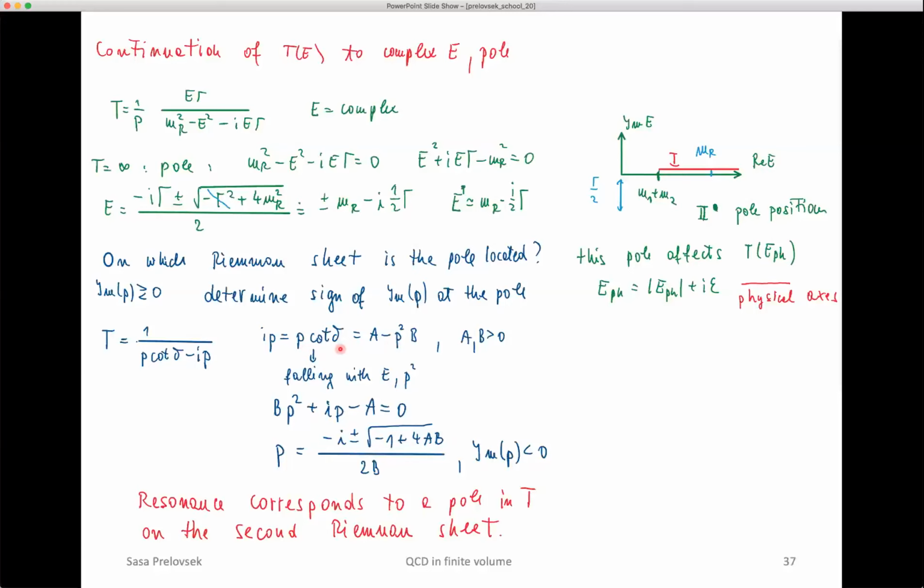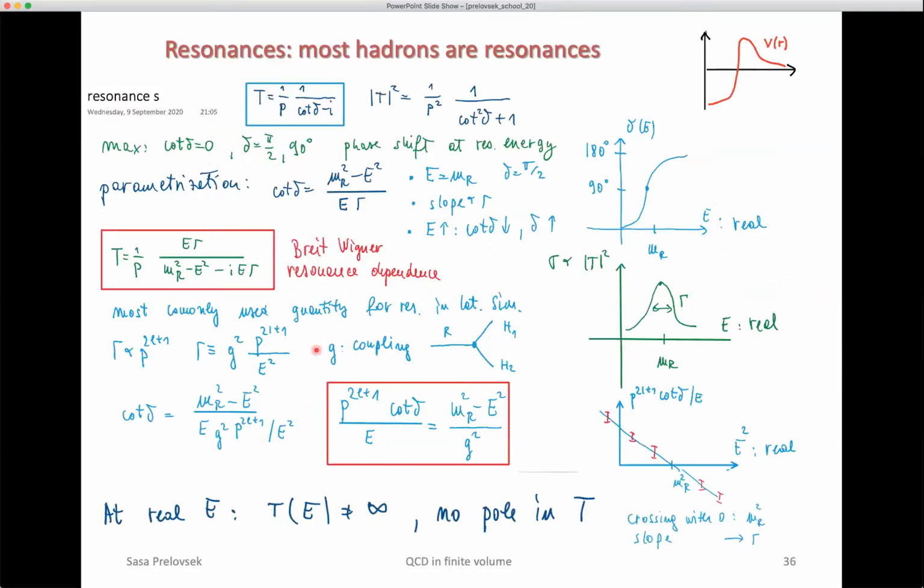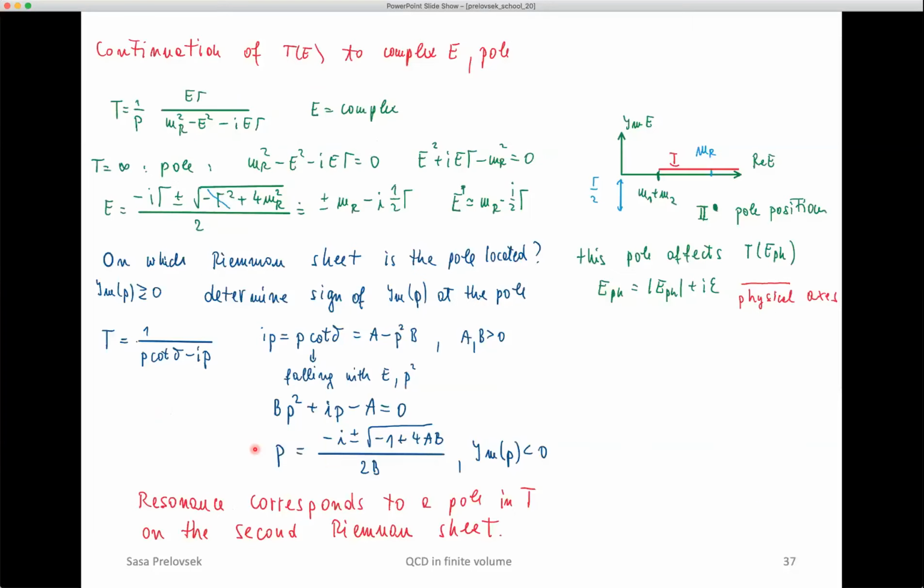It's a good point. I thought it would have to be P to the fourth here and then find the solution. But the more proper way would be to plug in this P cotangent delta, and then look for what P gives a pole. You'll definitely find that the imaginary part of this P will be negative. But you can do it with mathematics; it's not to be solved here.